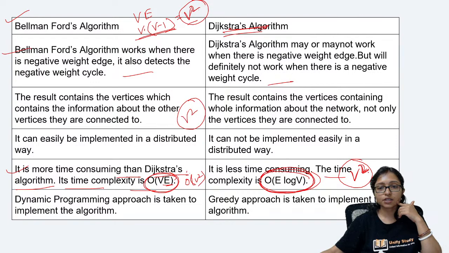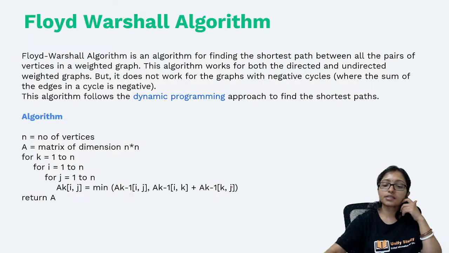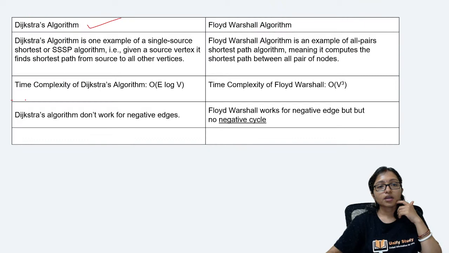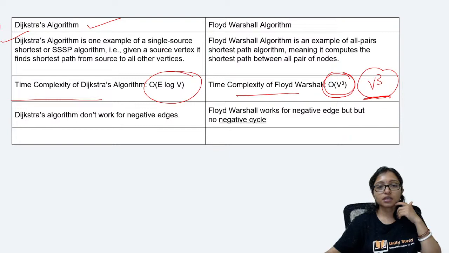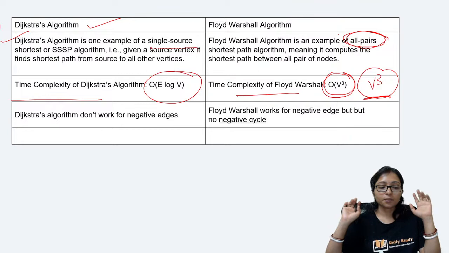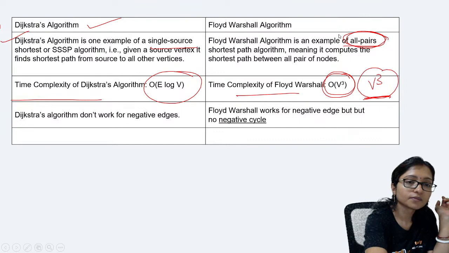It is a dynamic, it is a greedy approach. And here is the Floyd Warshall. So the difference between Dijkstra and Floyd Warshall: Dijkstra is E log V, but Floyd Warshall is order of V cube. This is a single source one, and this is all pair. That is the main difference. The main difference is very, very important. Must remember it.